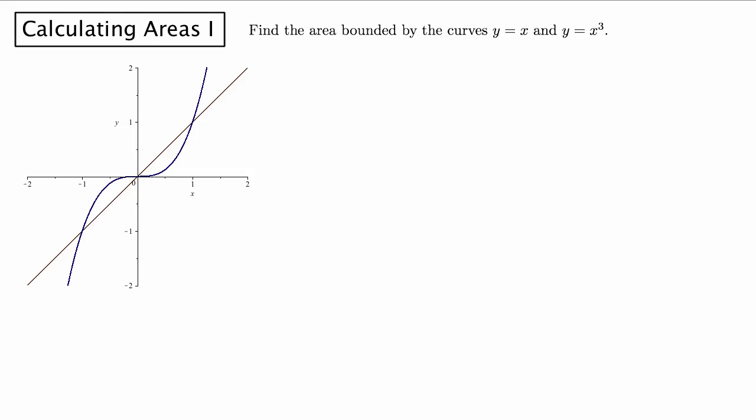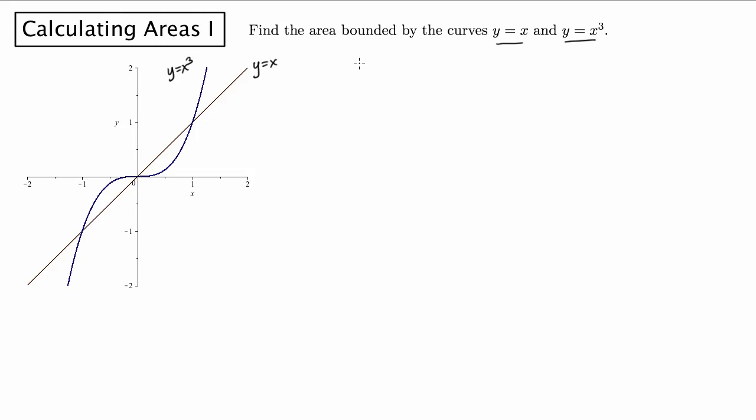In this episode we're going to be taking a look at how to calculate areas between curves. Let's go ahead and start off by identifying the problem here, and then we'll jump into the calculation. Looking at this particular example, we have two curves, y equals x and y equals x cubed. Let me go ahead and label them in the graph that we've provided here. And it says find the area bounded by the curves.